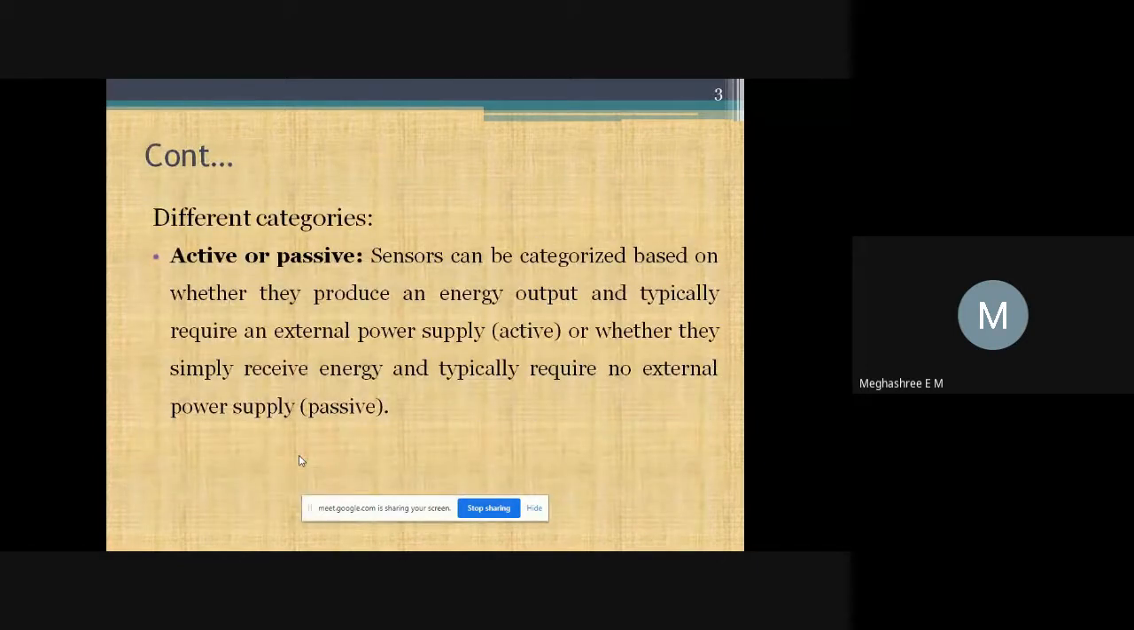The first one is active or passive. We say the sensors are active when they produce any energy output and require an external power supply. Then we call them sensors that fall into the active category. Sensors are passive when they simply receive energy and require no external power supply. Such sensors fall into the passive category.